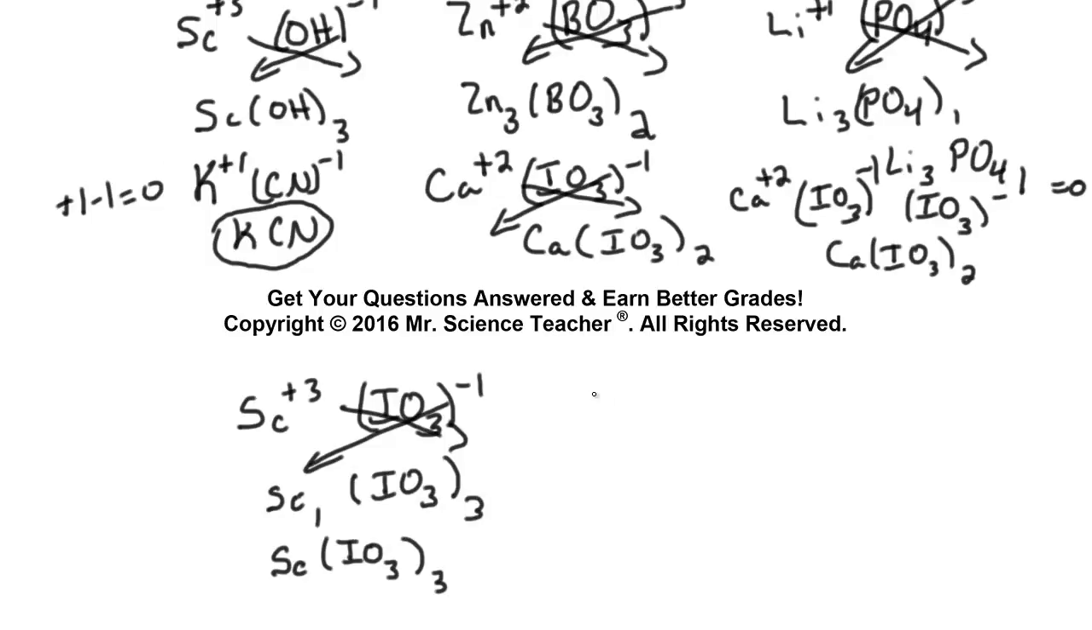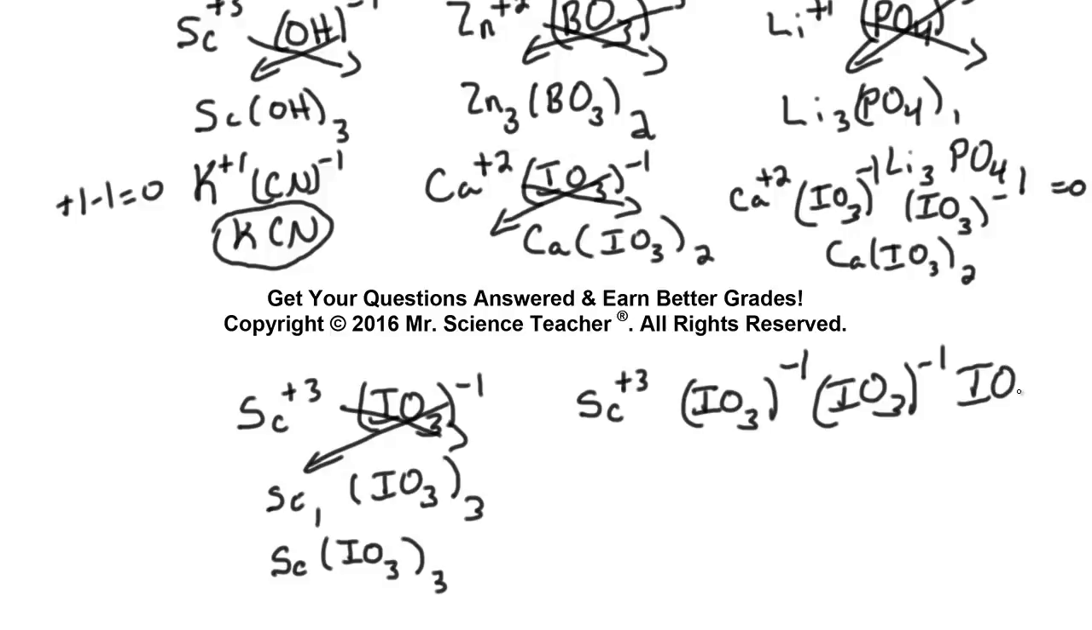Now what I could have done is I could have taken scandium, which is a +3, and iodate, IO3, that's a -1. I could have 3 of these iodates. Now, +3 -1 -1 -1 equals 0. That's my math equation. I have 1 of the scandiums, and I have 3 of these iodates. I get the same formula.